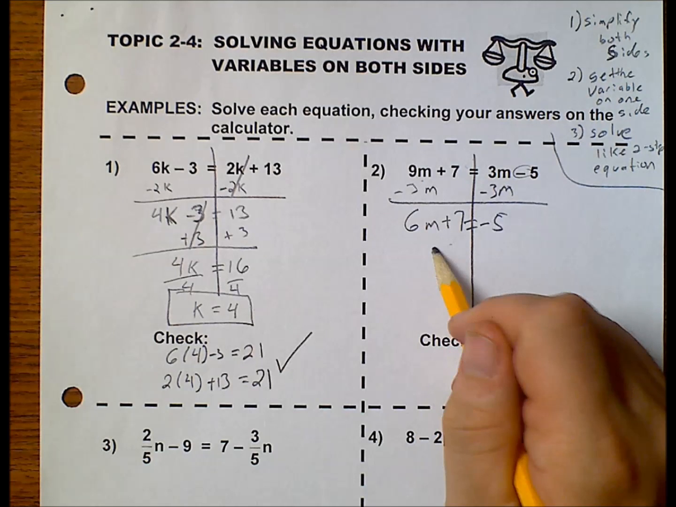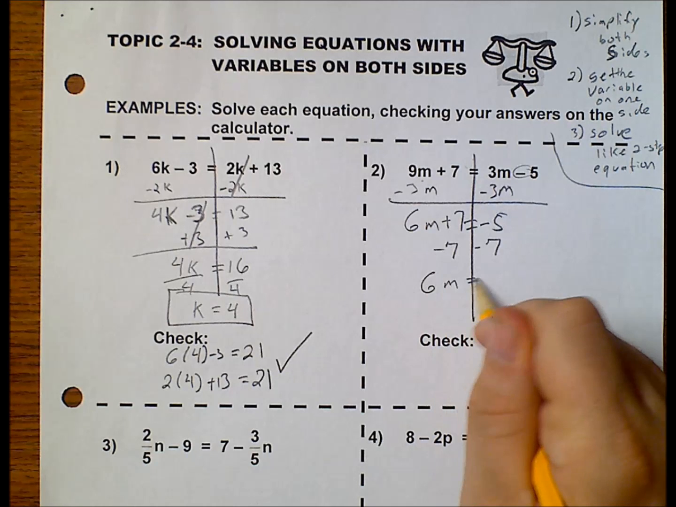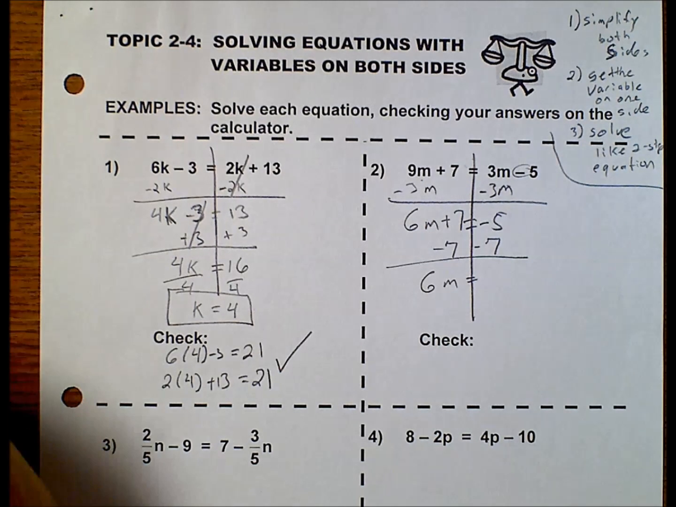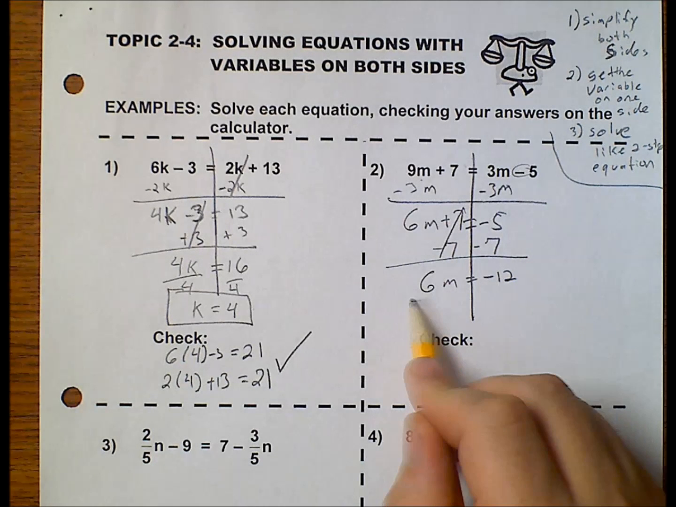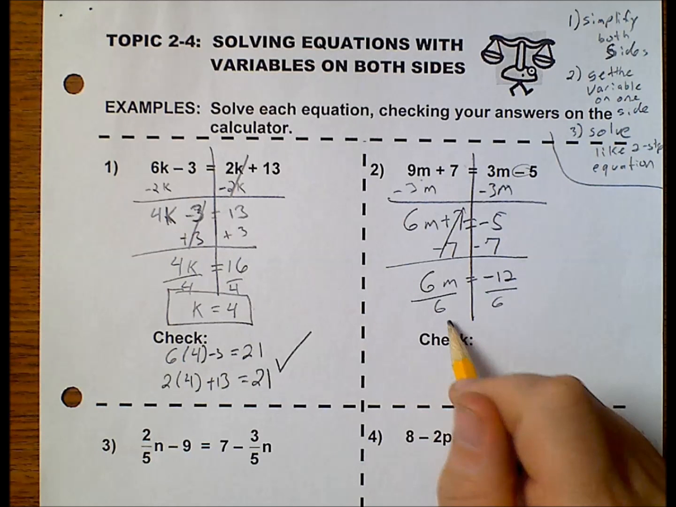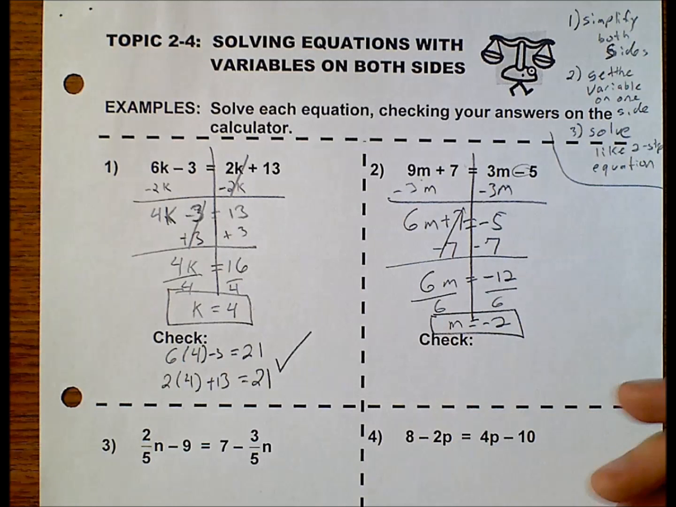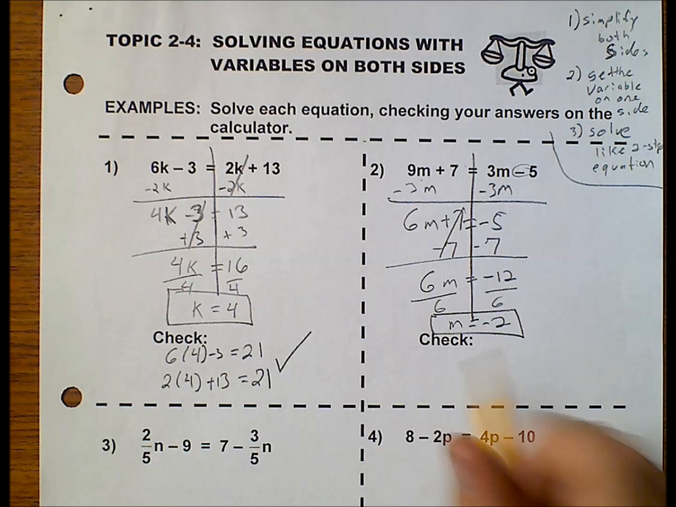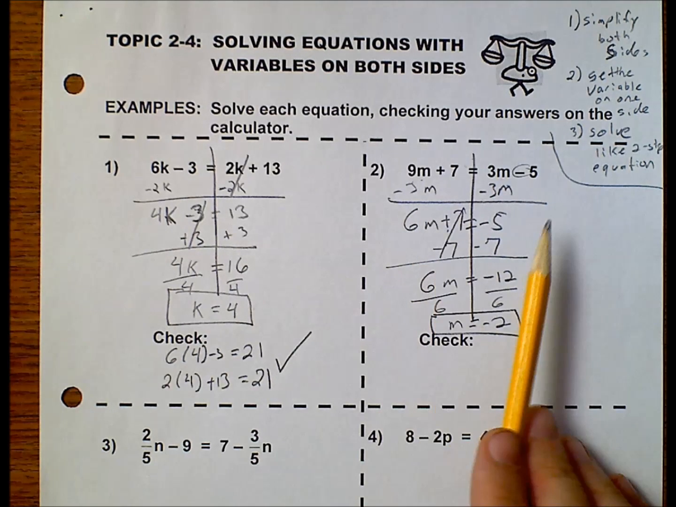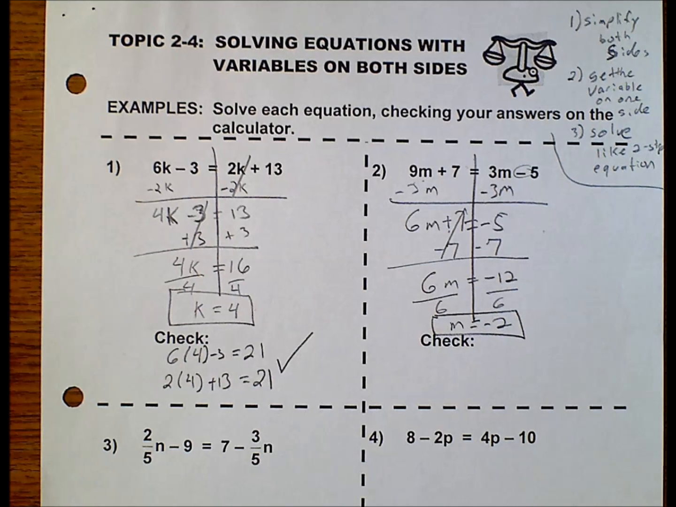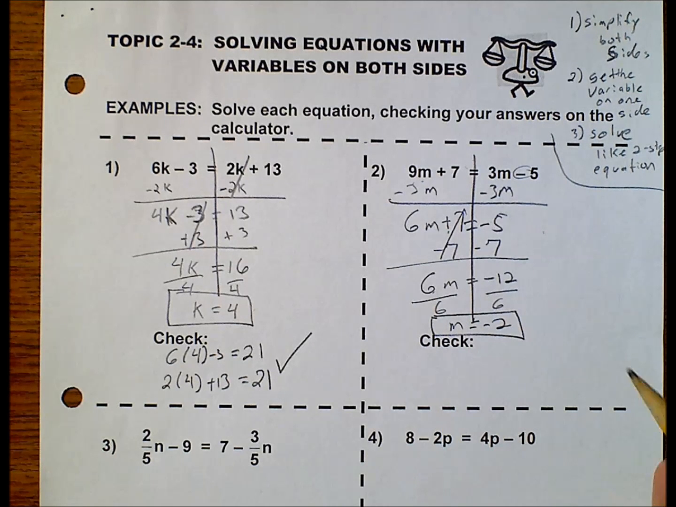Now we need to move the 7 over. And we get that 6m equals negative 5 minus 7 is negative 12. And then divide both sides by 6, and we get that m equals negative 2. So, first we moved our variable to one side. We moved our constants to the other side, just like we would in a two-step equation. And then we divide by the number in front of the letter, just like we would in a one-step equation.